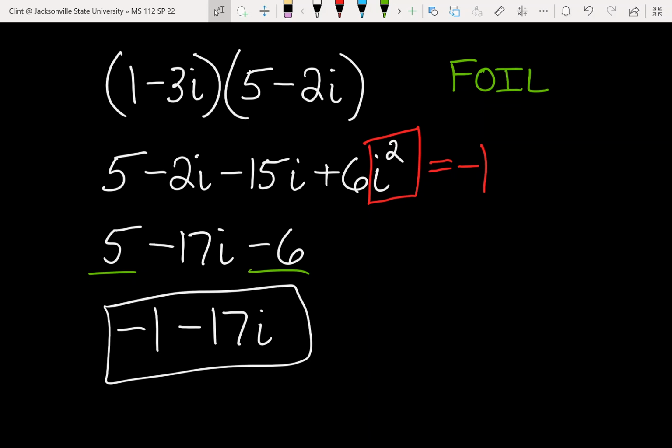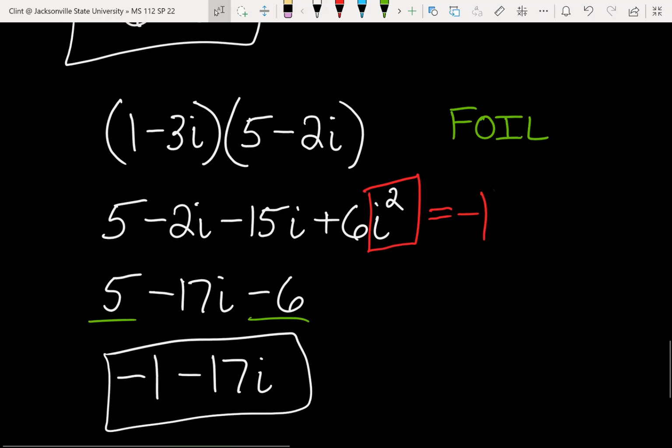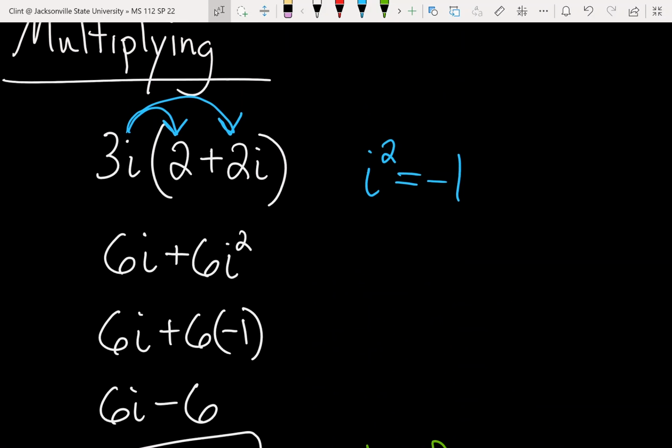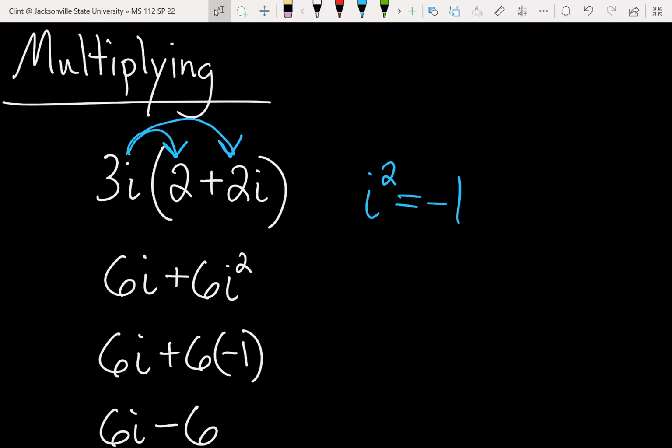So let's try to refresh our memory a little bit and pick back up where we left off. We are working with complex numbers. We added and subtracted these things, and we said we could treat i just like a variable in that case, and then really you're just combining like terms. You do have to be more careful with the signs when you're subtracting.